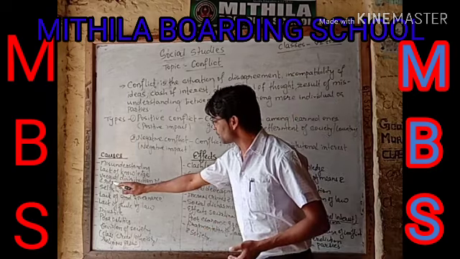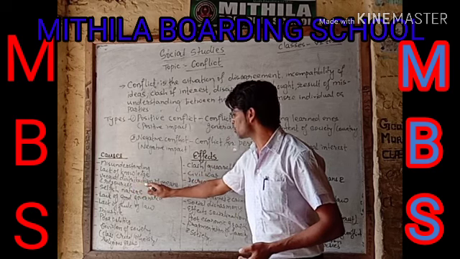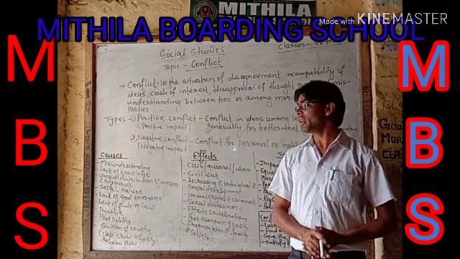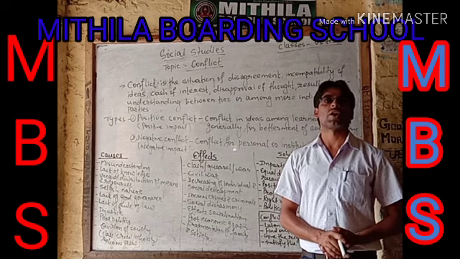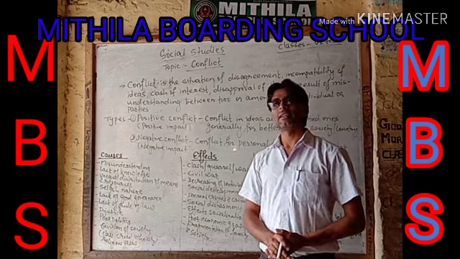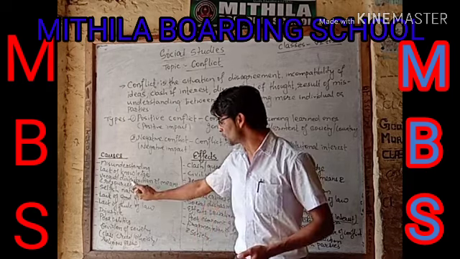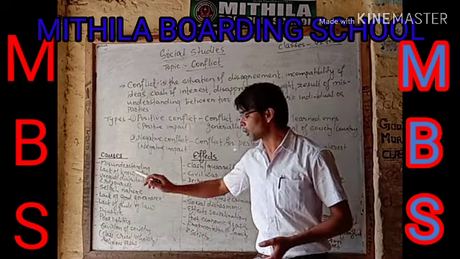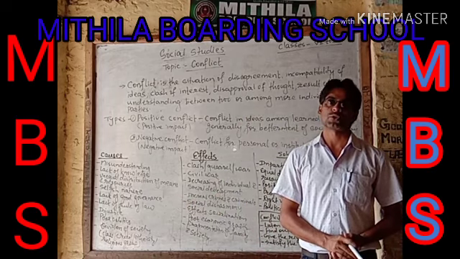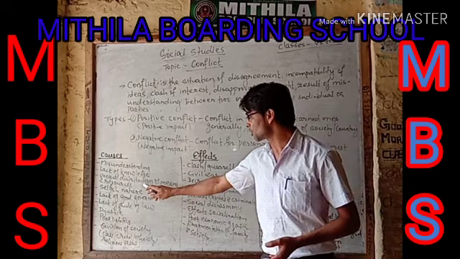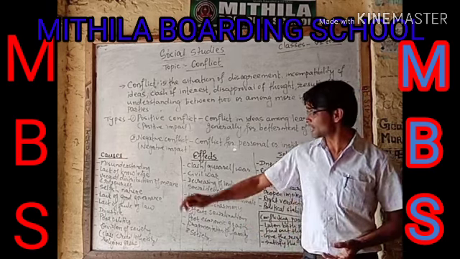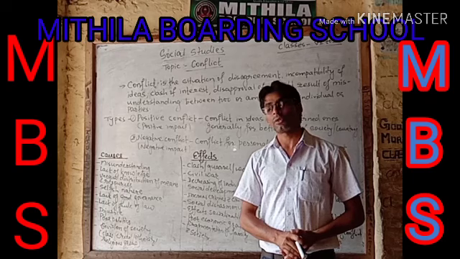The third cause I have written is unequal distribution of means and resources. This is the main, or we can say root, cause of conflict which occurs in a country. This is the root cause of civil wars, the root cause of backwardness of the society, and the cause of division of the society, and this is the cause of conflict also.